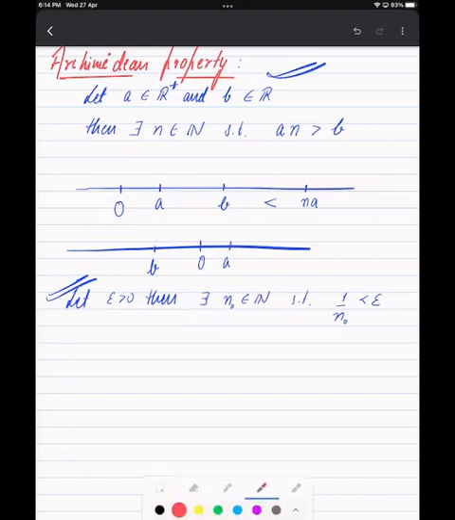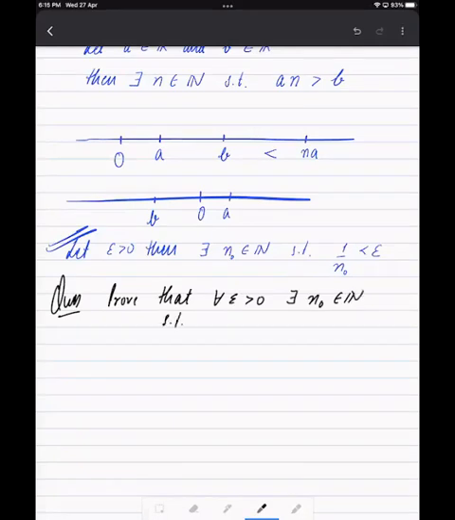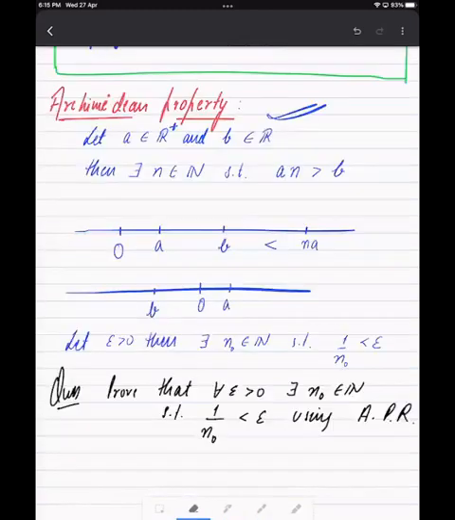Okay, so the question is: prove that for all epsilon greater than 0, there exists an n naught belonging to natural numbers such that 1 by n naught is less than epsilon, using the Archimedean property of reals, APR. So how will you do that?